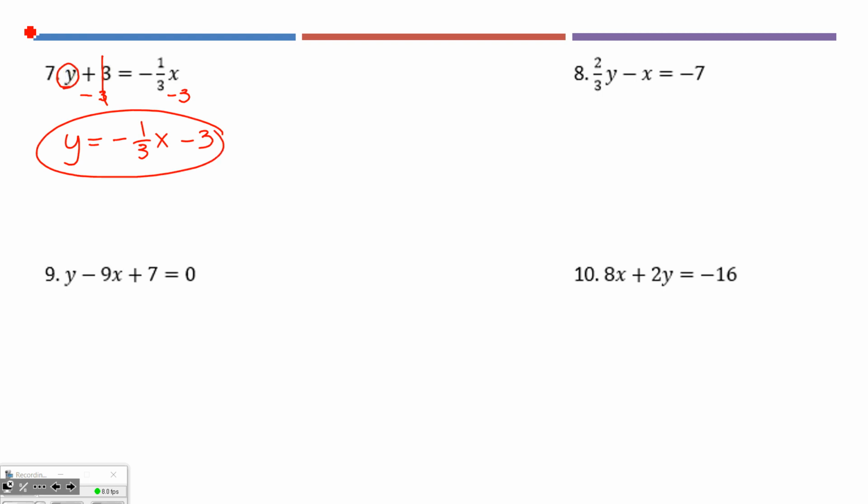Now, if you multiplied everything by 3 to clear out the fraction and then solve for y, that's fine. You'll get the same exact answer as I did. It's just going to take you a little bit longer.